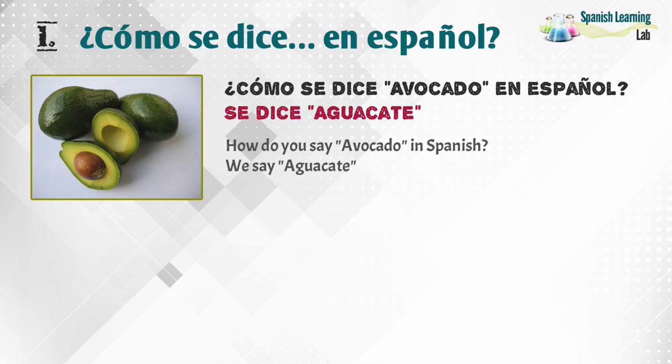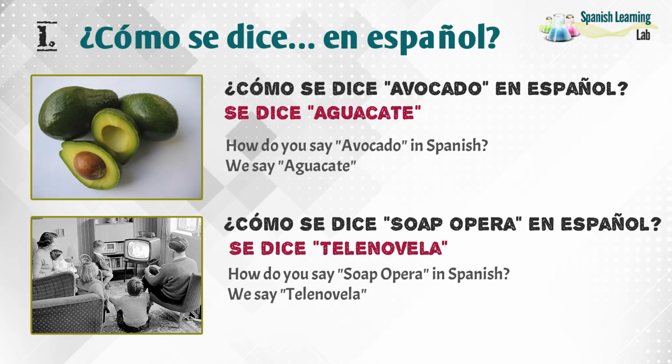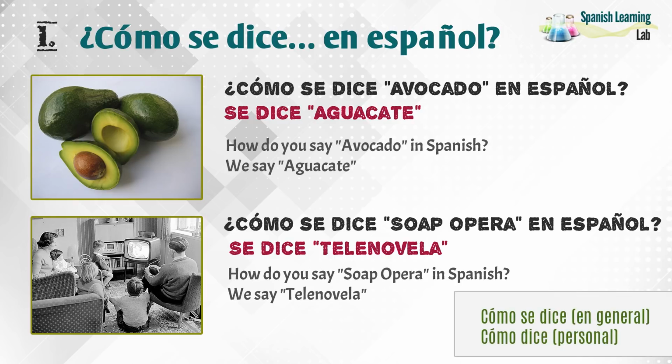¿Cómo se dice avocado en español? Se dice aguacate. ¿Cómo se dice soap opera en español? Se dice telenovela. When you ask ¿cómo se dice?, it is understood that we want to know the way in which all people usually say something. Whereas when people ask only ¿cómo dice?, without se, the question becomes more personal.